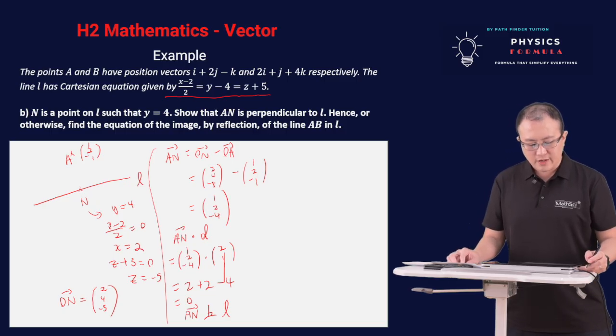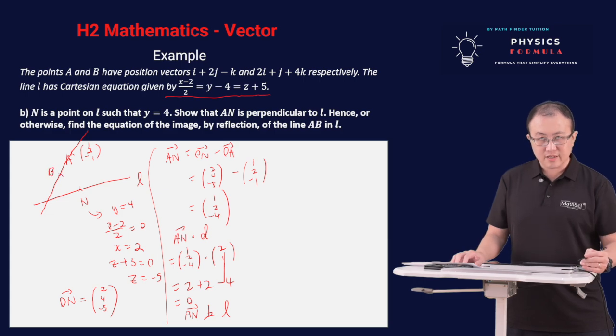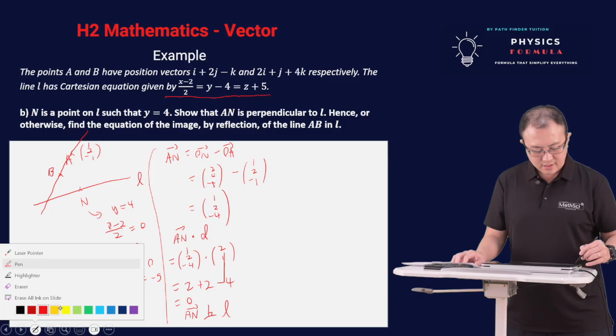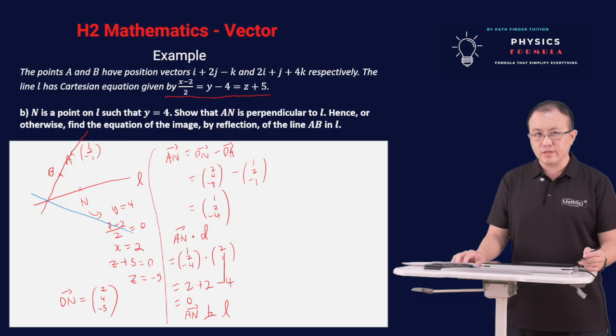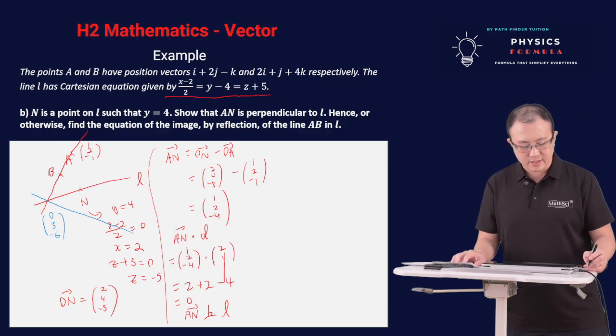Next, we need to find the equation of the image, or reflection, of AB in L. Just now in the previous part, we have done that already. There's a line L which passed through both point A and point B. Now they want us to find the reflection. Let me draw a blue color line here. The blue color line is the reflection. And if you recall just now, we have already found the point of intersection, which was given by (0, 3, -6). We're going to use that for this second part.